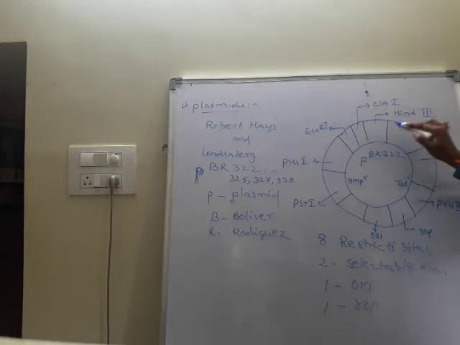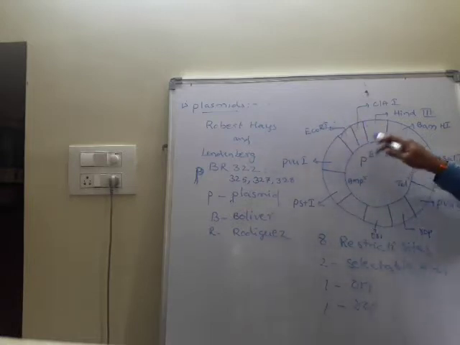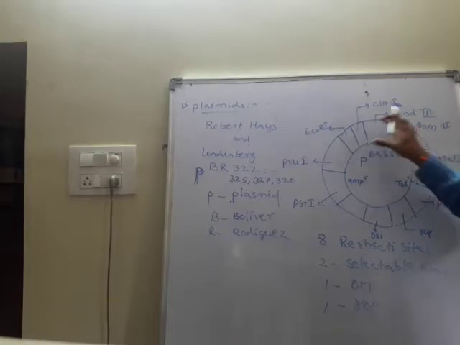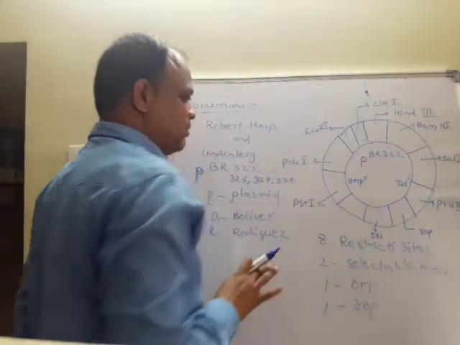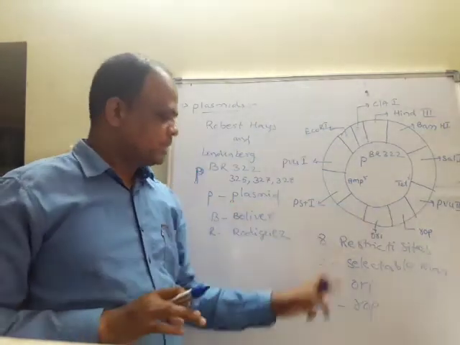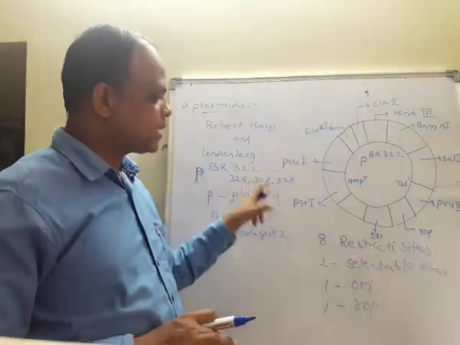So that is HindIII, BamHI, SalI, PvuII and PstI, PvuI, EcoRI, ClaI. These are called recognition sites. How many are present? 8 recognition sites are present.